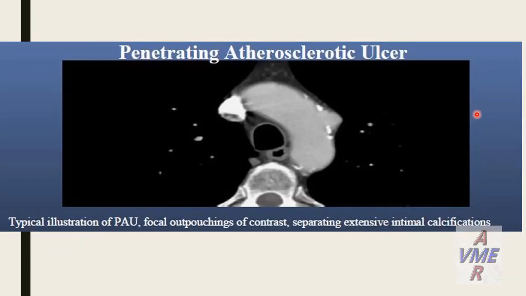So this is a typical illustration of penetrating aortic ulcer. We have here focal outbouching of the contrast separating extensive intimal calcification. So there is a catheter-like ulcer, an outbouching ulcer of contrast, separating extensive intimal calcification.